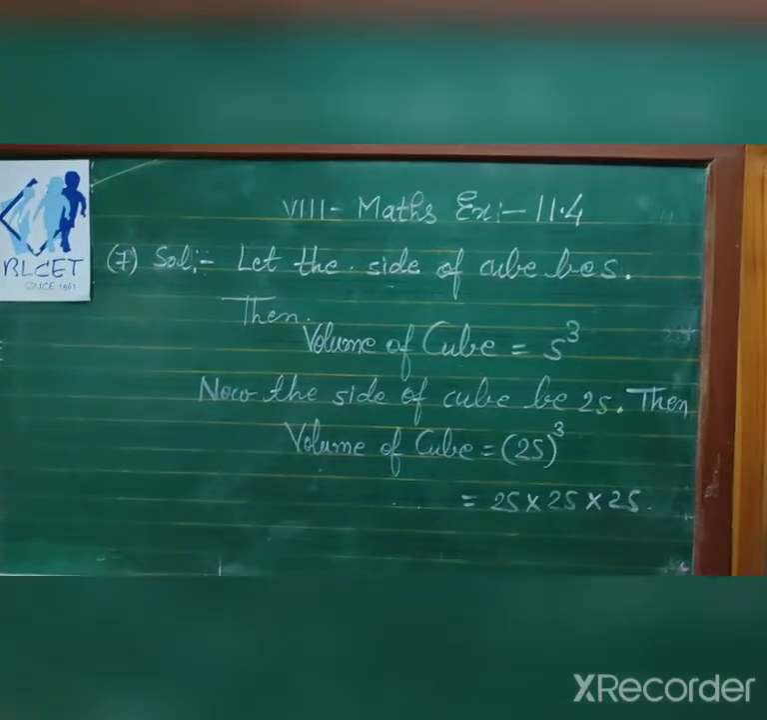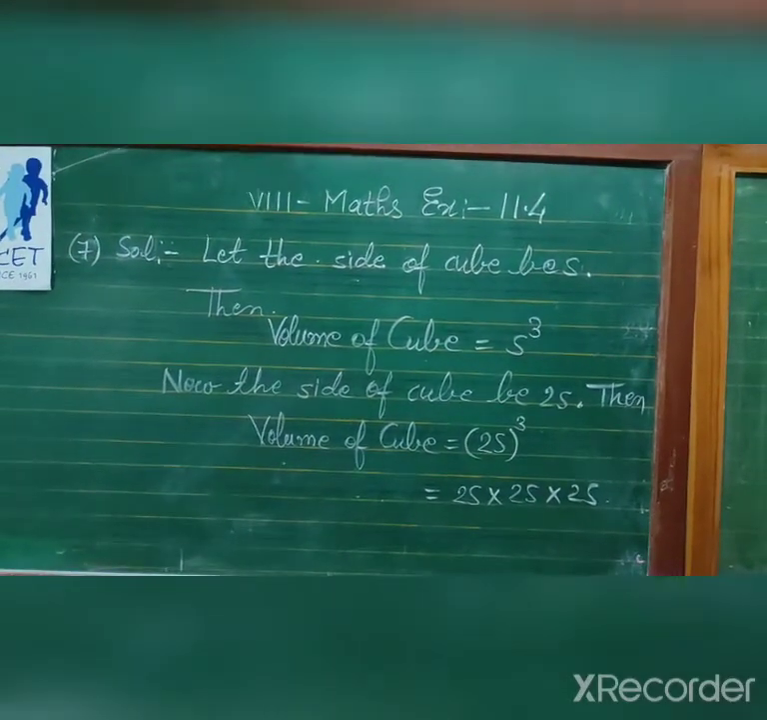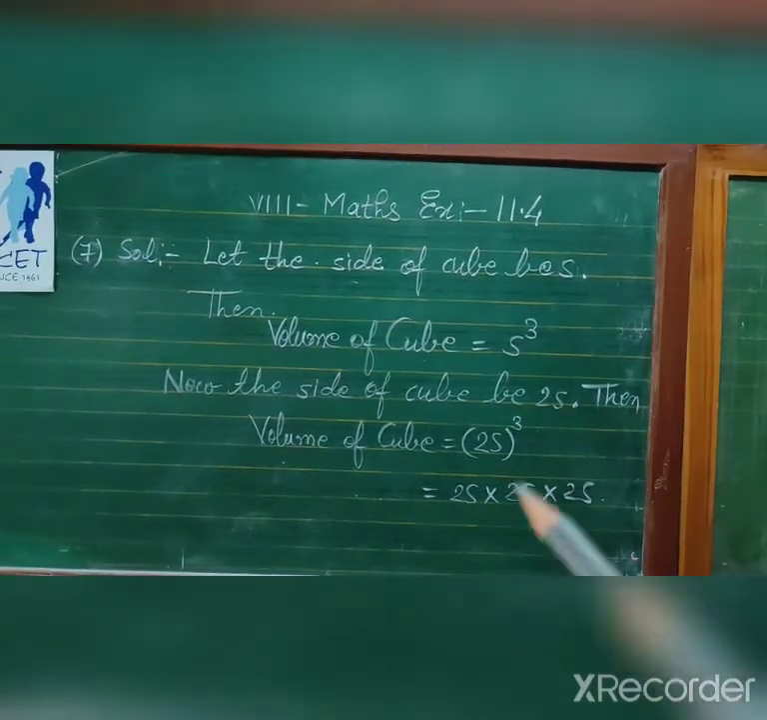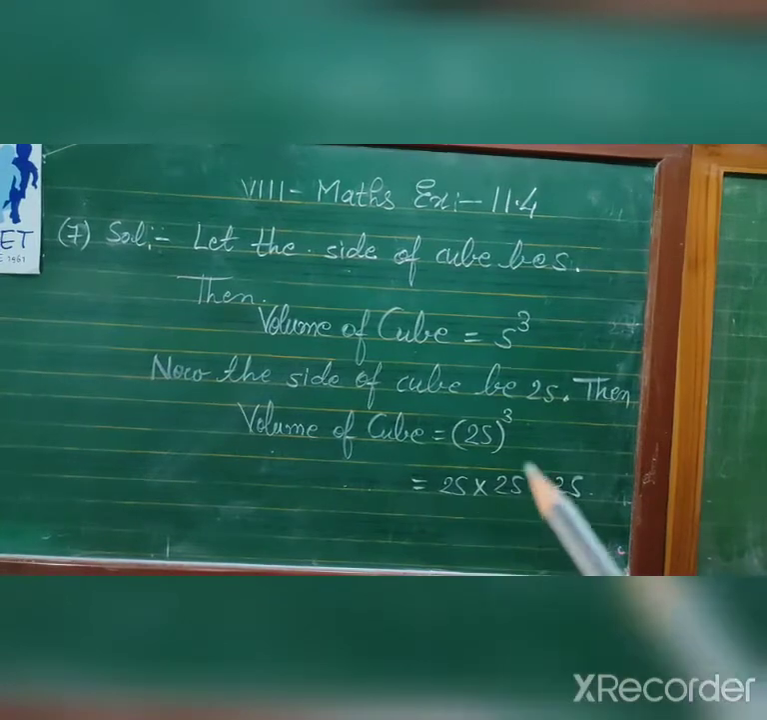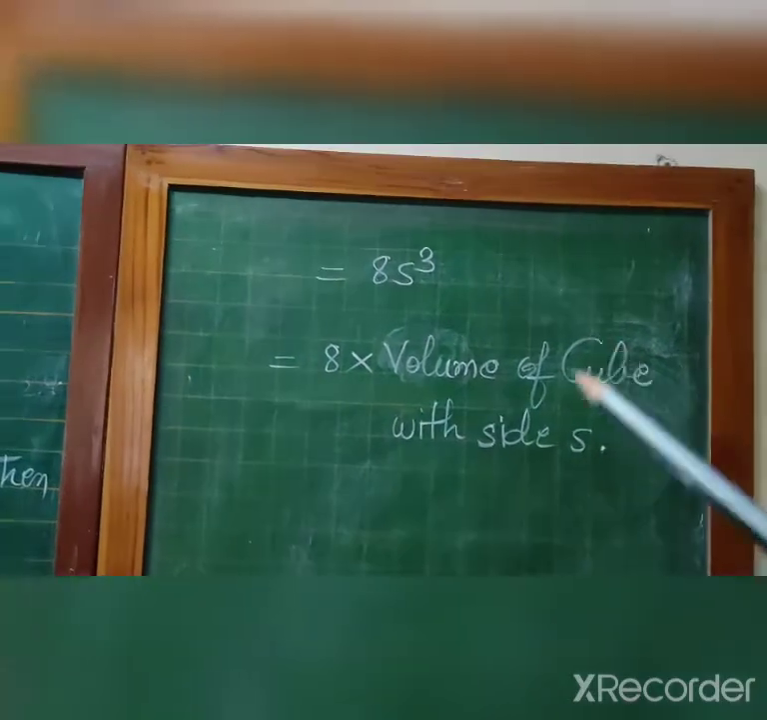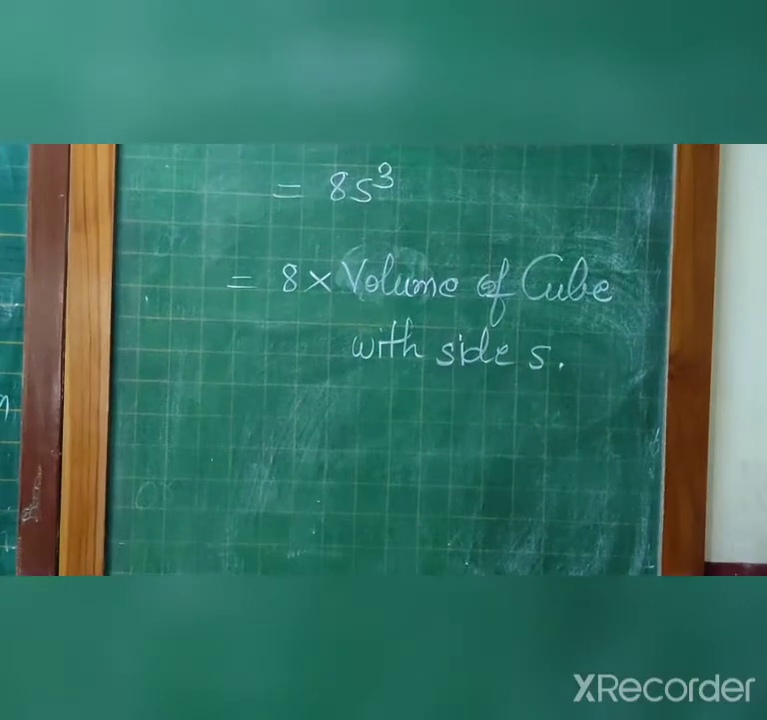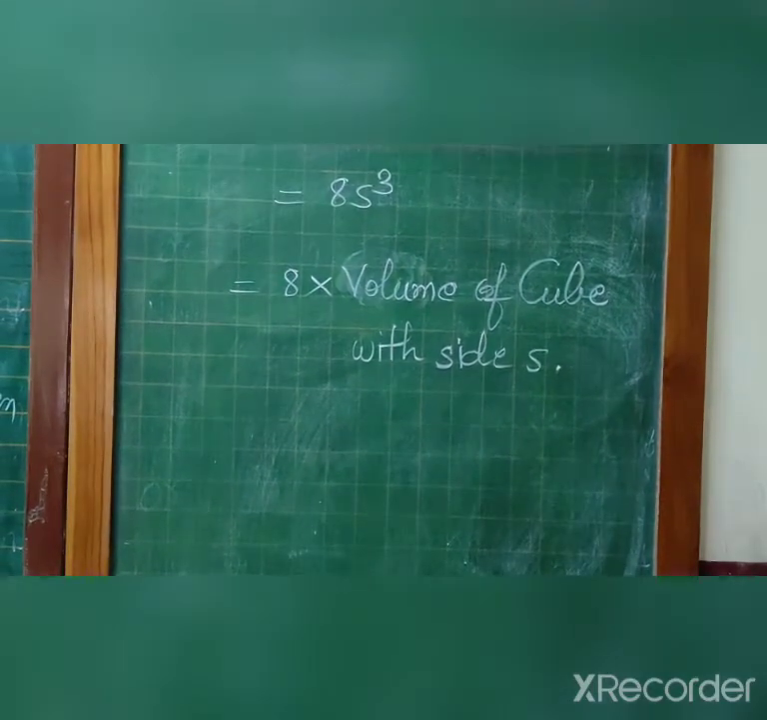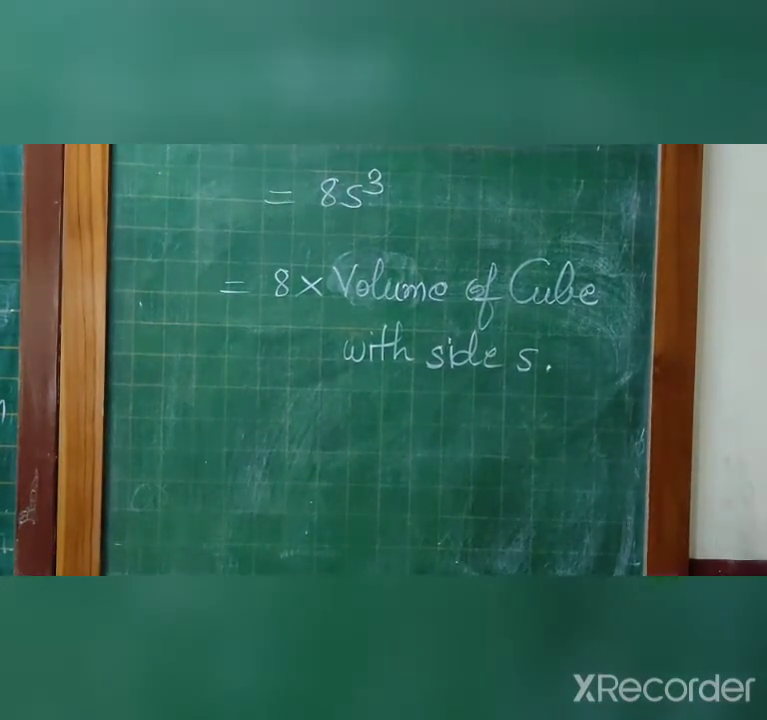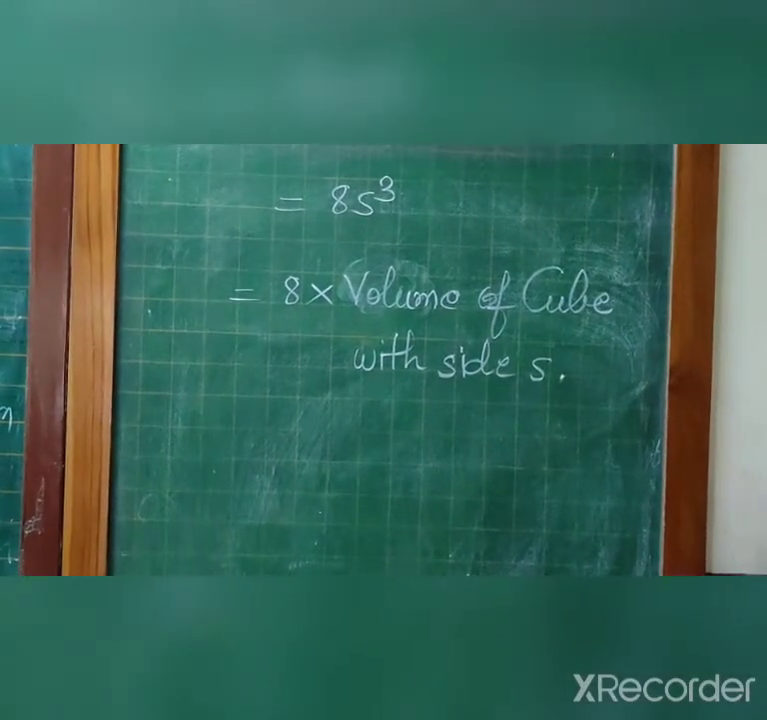Now we will calculate for volume. Let the side of the cube be s, already assumed. Volume of the cube is s cube. When the side is doubled, the volume of the cube is 2s whole cube. So 2s into 2s into 2s, that means 2 2s are 4, 4 2s are 8s cube. And s cube is the volume of the cube with side s. That means when we double the side, the volume will be 8 times greater than the volume with side s. Okay? You have to write answers in statement form also.